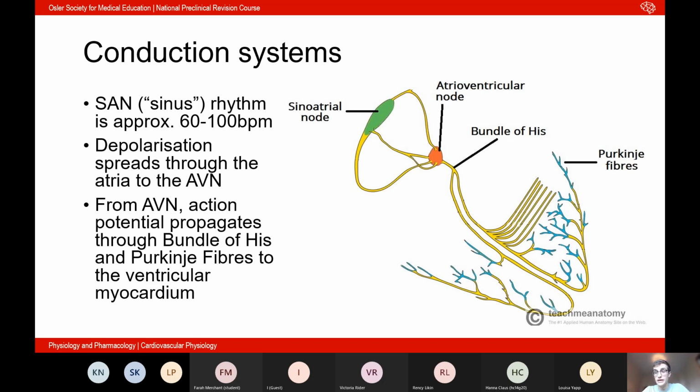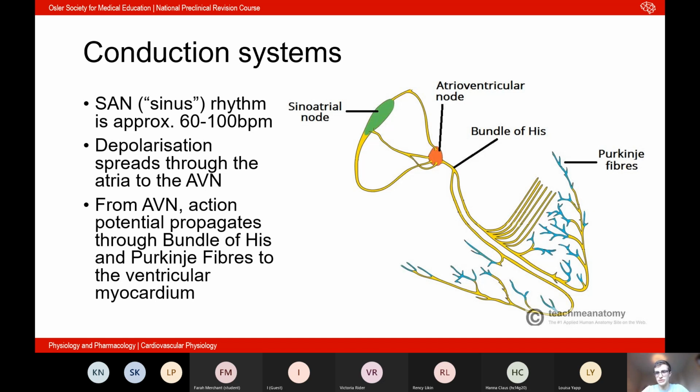So the heartbeat in healthy people originates in the sinoatrial node, and we call that sinus rhythm. The sinoatrial node becomes the dominant pacemaker in the heart simply because it fires the fastest, and that gives you your normal heart rate of between 60 and 100 beats per minute.